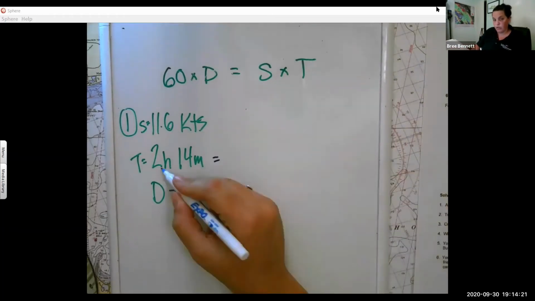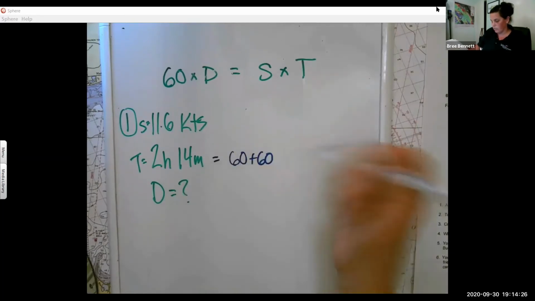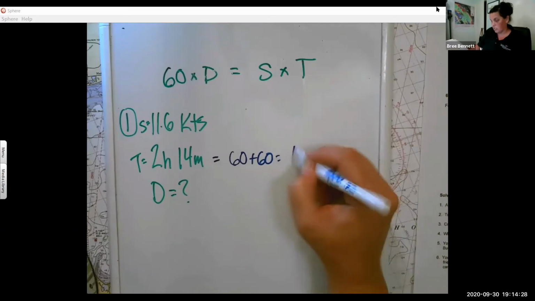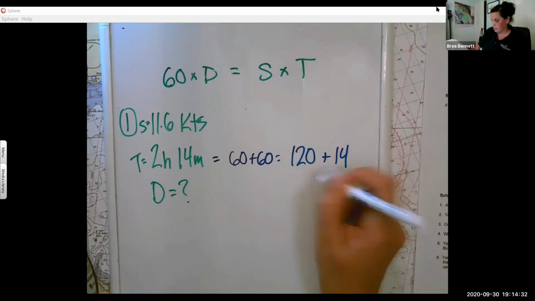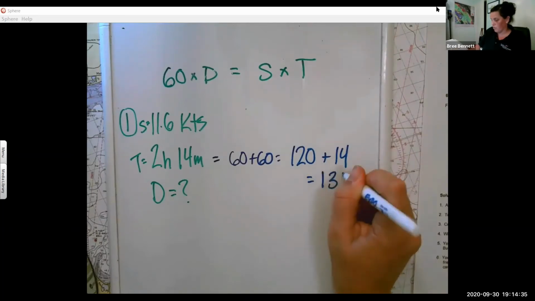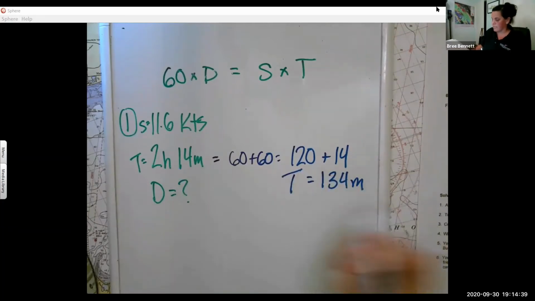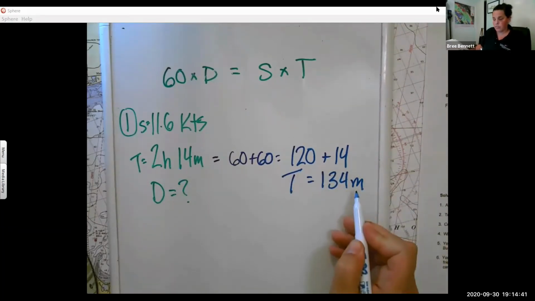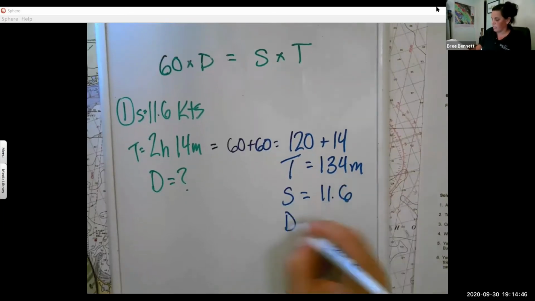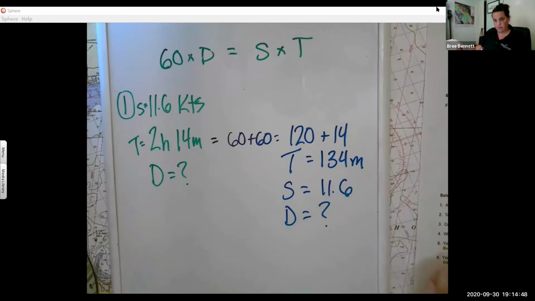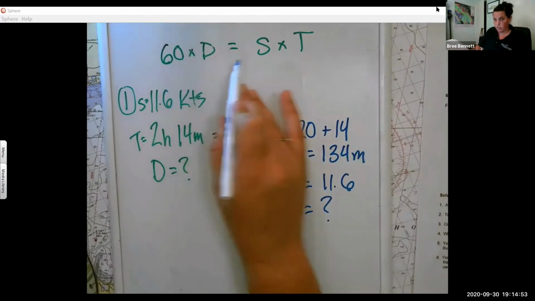That would be 2 hours. So it's 60 plus 60 would give us 120 minutes plus our 14. So we get 134 minutes as our time. So our time is now equal to 134. Our speed, 11.6. We're looking for distance. So we want to plug this into our formula, our 60 D street.